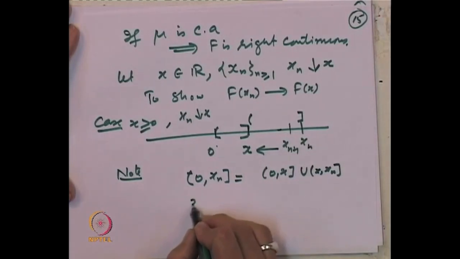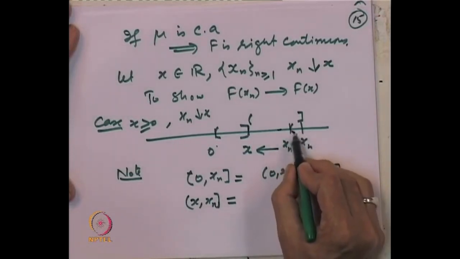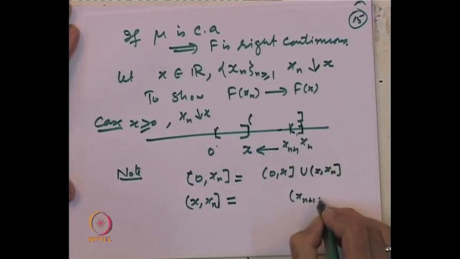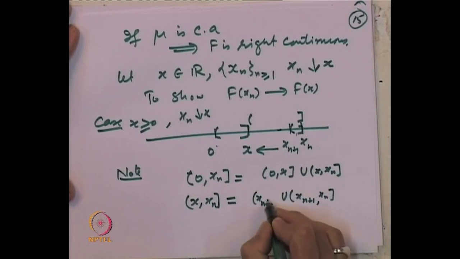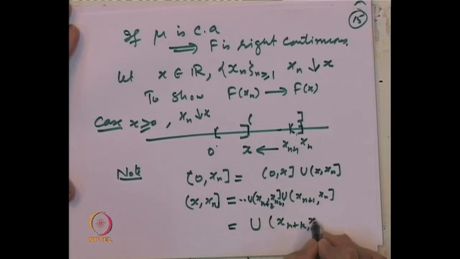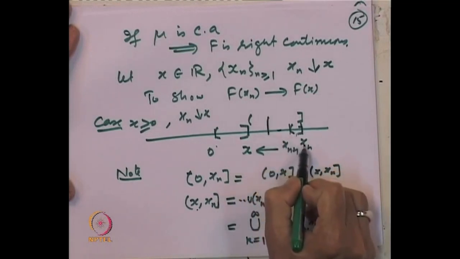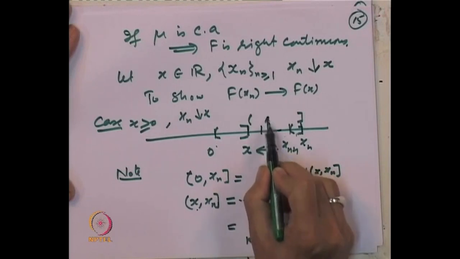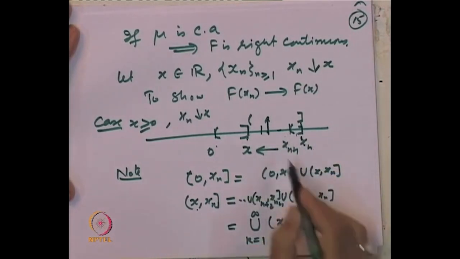So, the interval x to x_n, this interval is the same as, let us start, this part, that is x_{n+1} comma x_n, the next part will be x_{n+2} comma x_{n+1} and so on, right. So, can I claim that this is the union of x_{n+k} to x_n, k equal to 1 to infinity? That is because if I take any point between x to x_n, so take any point here, this x_n converges, so it is going to cross over this point, any point inside the interval x to x_n. So, that means that it is going to fall inside one of these intervals, and all these intervals are subsets of it.